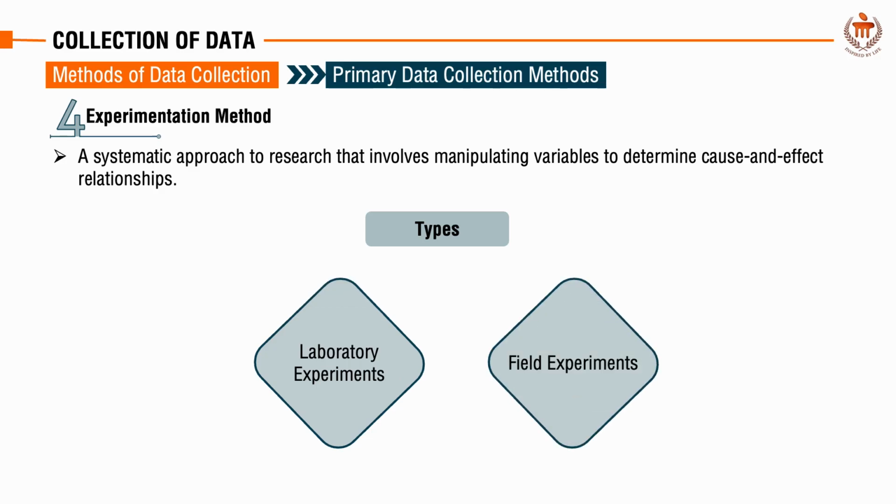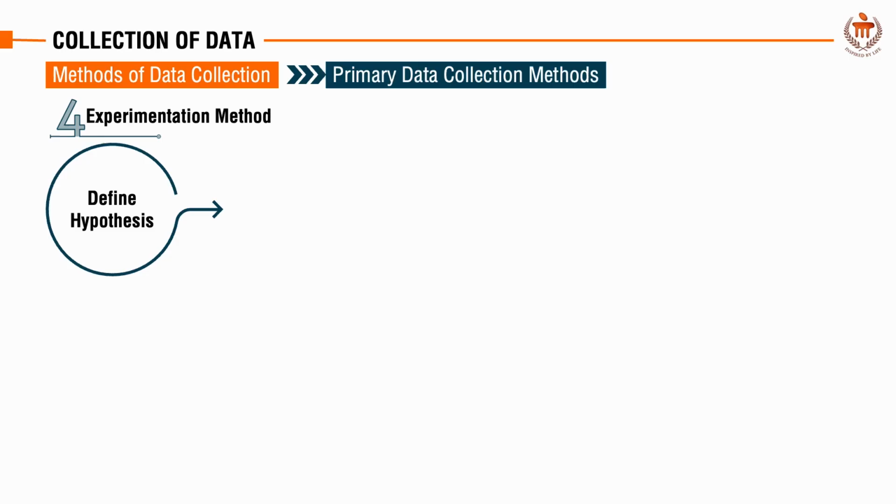Laboratory experiments are conducted in a controlled environment where the researchers can manipulate variables while controlling the other factors. It ensures that the results are due to the manipulated variables rather than external influences. Field experiments are conducted in natural settings with real world conditions, although less controlled than laboratory experiments. Field experiments provide insight into how variables interact in a more realistic environment.